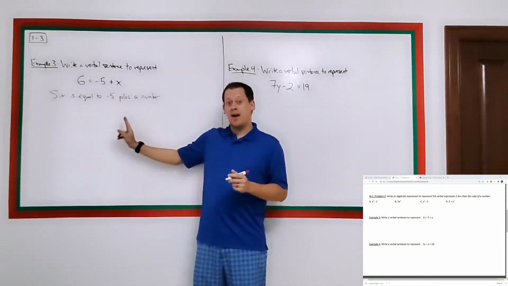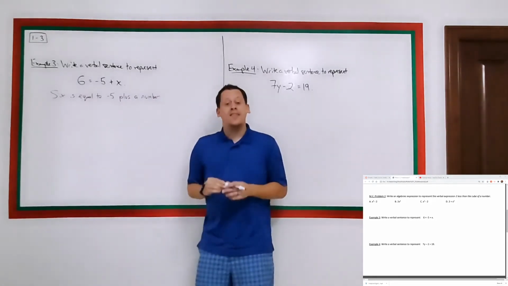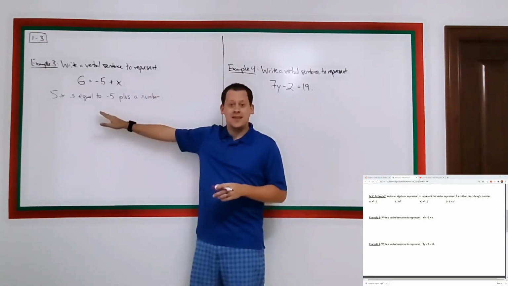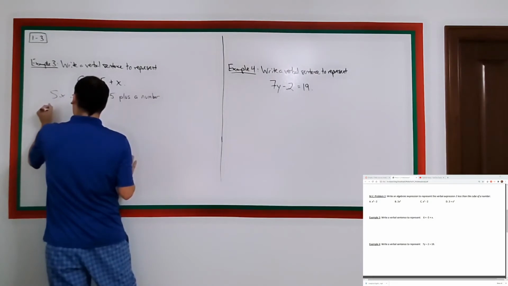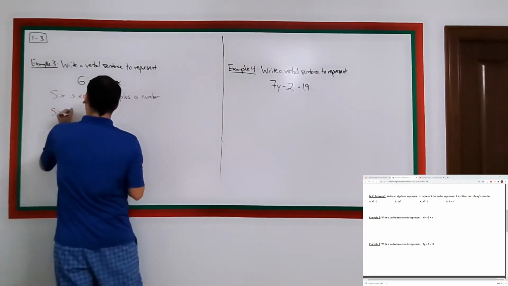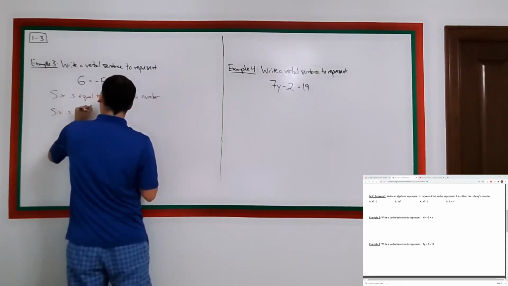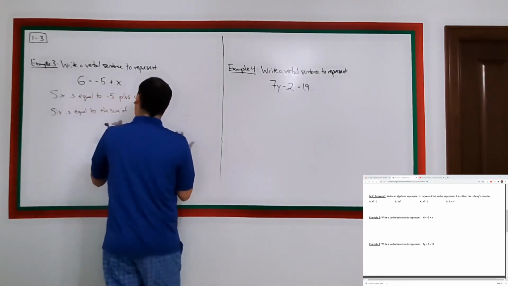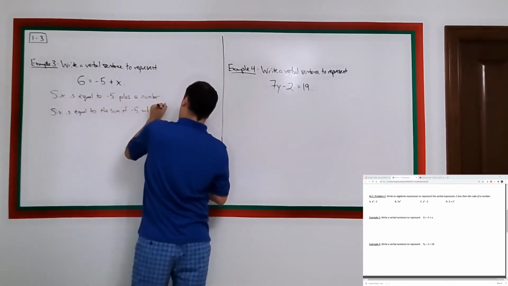Is this the only possible answer? No, not even close. There are more possible answers this way. You don't have to write exactly this. You could write something like 6 is equal to the sum of -5 and a number.